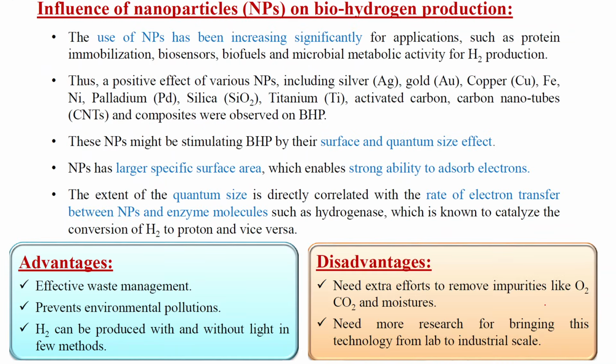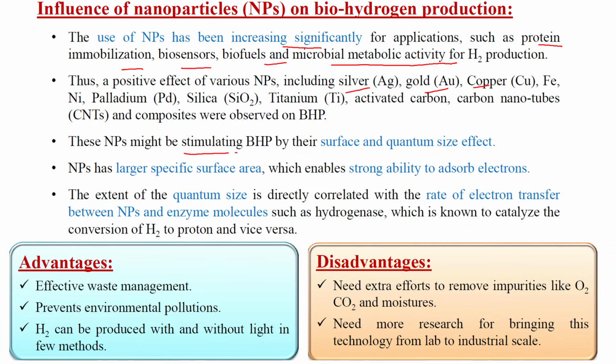Now, coming on to the influence of nanoparticles on biohydrogen production. The use of nanoparticles can be increased significantly for applications such as protein immobilization, biosensors, biofuels, and microbial metabolic activity for hydrogen production. So this is a positive effect of various nanoparticles such as silver, gold, copper, iron, nickel. By using these nanoparticles, the efficiency of the biohydrogen production increased.